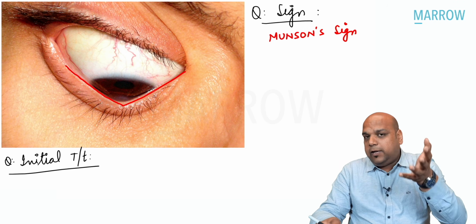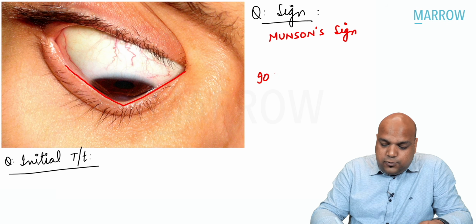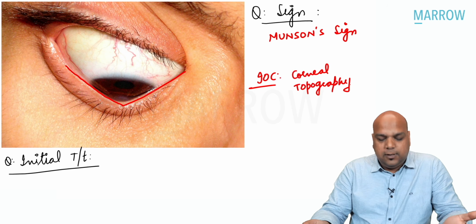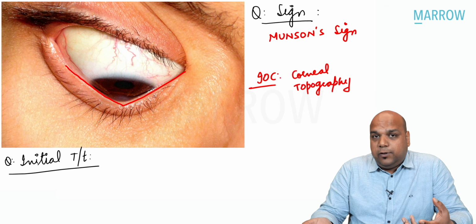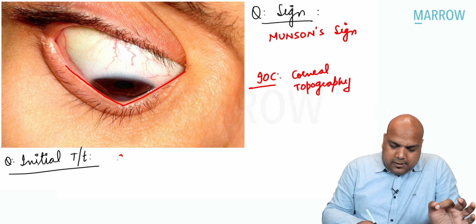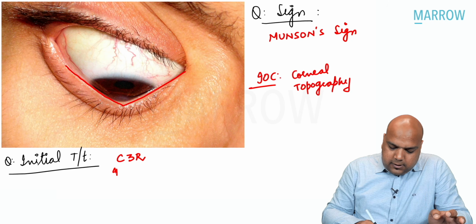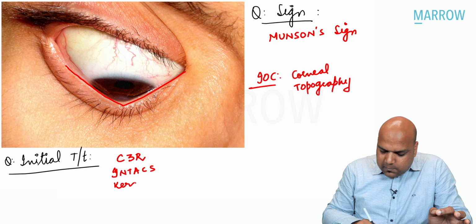So now, when we discuss keratoconus, what is the other question that comes into my mind? What is the investigation of choice? As we just discussed, corneal topography. Yes, that is what we discussed, that the use is to diagnose diseases like keratoconus. But what is the initial treatment? You say there is nothing like treatment of choice in keratoconus. What is the initial treatment? Yes, the initial treatment is C3R. But what else can be done? If you remember, there is another surgery called Intacs which can be done. There is another surgery which can be done, which is known as keratoplasty.